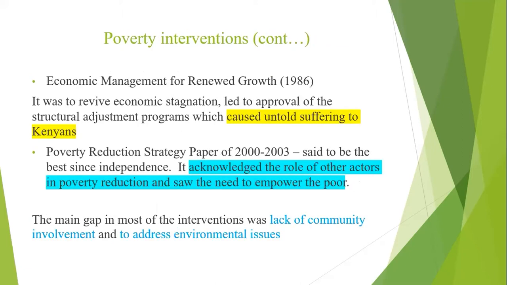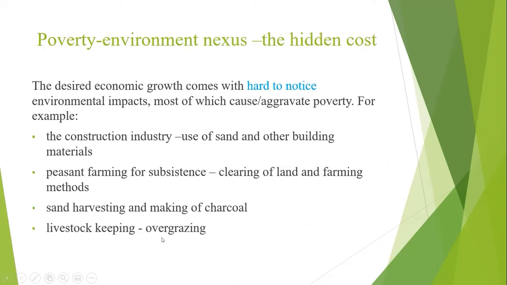We have also had Economic Management for Renewed Growth in 1986. It was to reverse the economic stagnation, but it caused untold suffering to the people. Then the Poverty Reduction Strategy Paper of 2000 to 2003, but all of them lacked community involvement and also failed to address environmental issues.